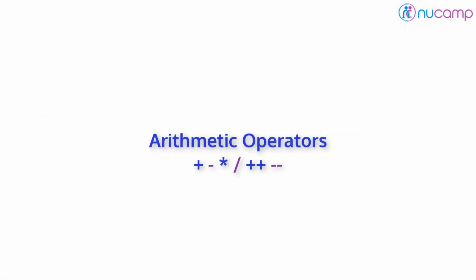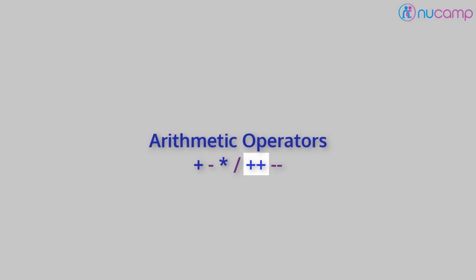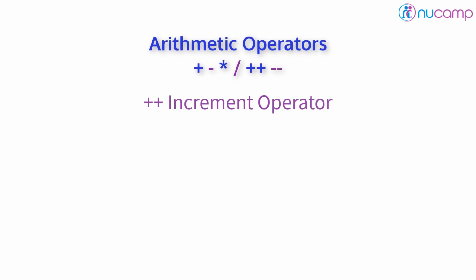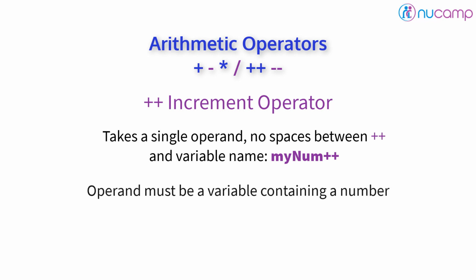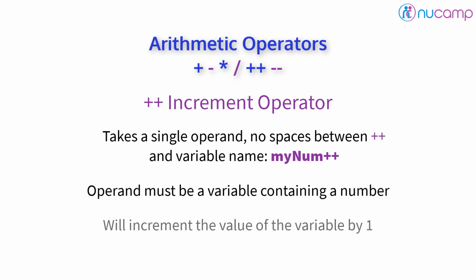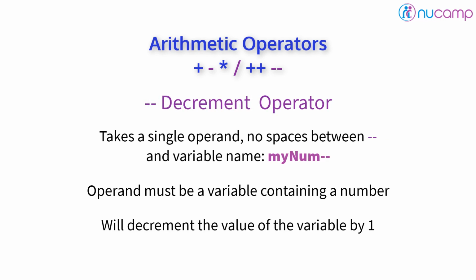Okay, we've covered the first 4 arithmetic operators. What about these last 2? This one is called the increment operator. It only takes a single operand with no spaces. The operand must be a variable that contains a number, and it will increment its value by 1. This operator is called, you guessed it, the decrement operator. It decrements the value of a numeric variable by 1.